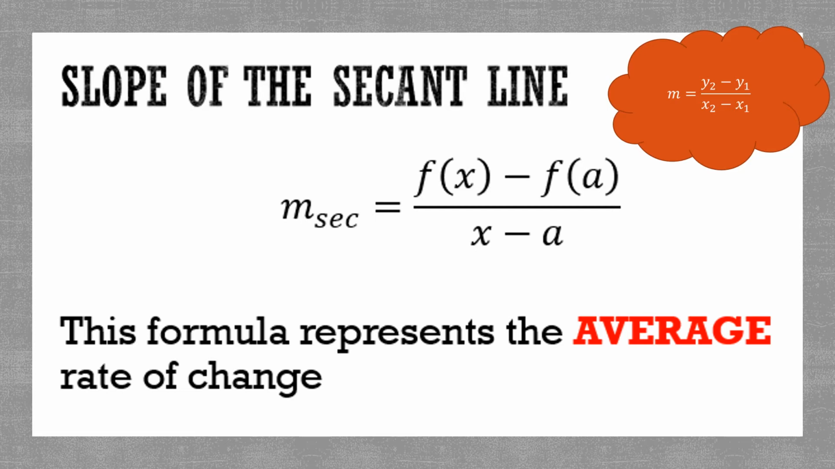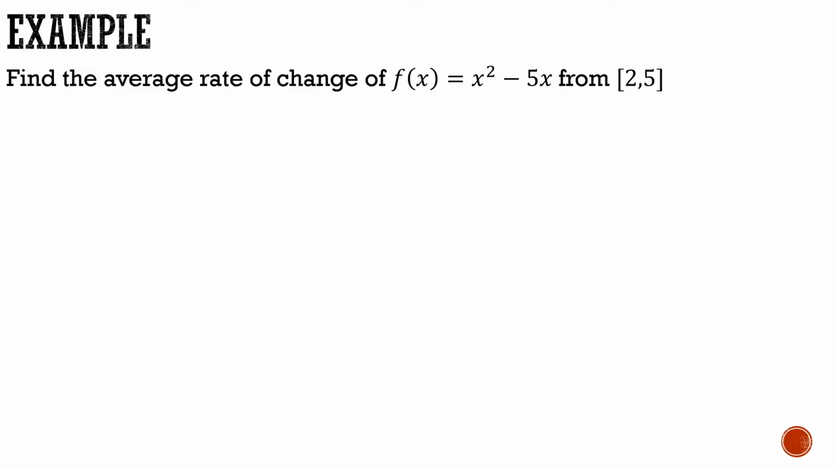But essentially, you're taking the difference of your y's, or your change in y, and you're doing the change in y over the change in x. So it's what you've been doing every time you ever calculated average rate of change or slope. All right, so our first example, again, just an old school example. You should already be able to do this, but we want to find the average rate of change of f of x equals x squared minus 5x, and we're doing that from 2 to 5.